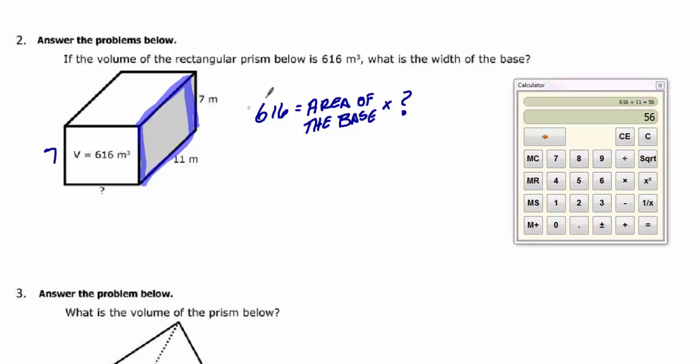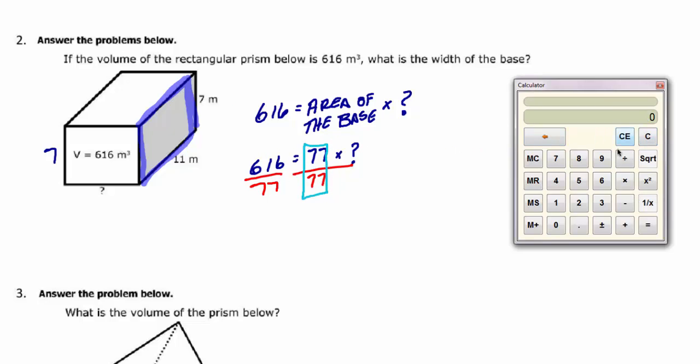Well, 7 times 11 is going to be 77. So I know I have 616 is equal to 77 times the unknown. I'm going to divide both sides by 77. I'm going to take my calculator and take 616 divided by 77, and I get 8. And so I know that 8 is the missing width right there. That's my answer, 8.